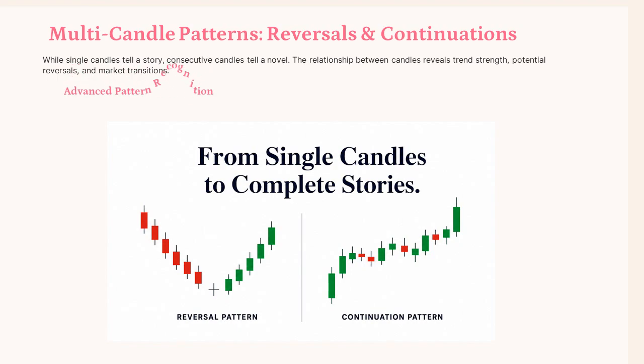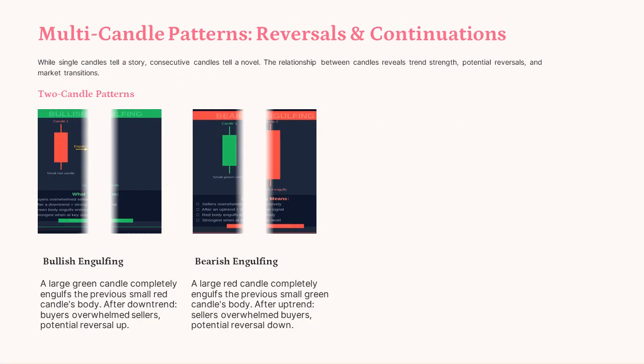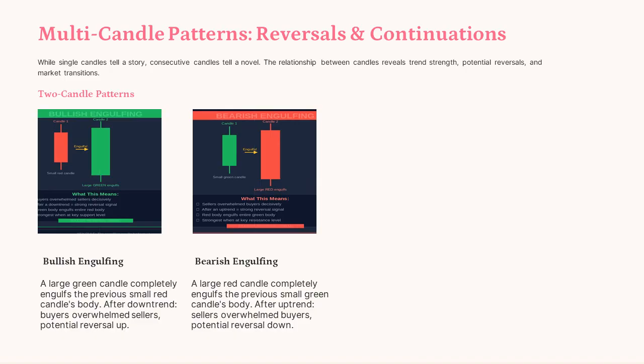Remember the golden rule: you cannot have a reversal without a trend to reverse. Always identify the trend first, and always wait for confirmation from the next candle. Engulfing patterns are among the most reliable reversal signals in all of technical analysis. They show a complete and dramatic shift in market sentiment.